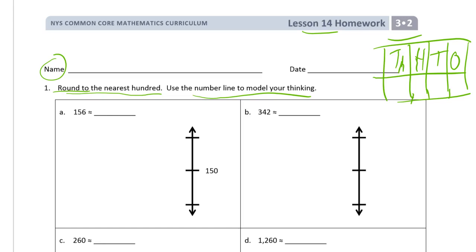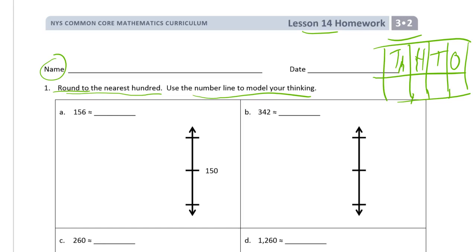Once you start looking at the digits and trying to figure out which digits are important when you're rounding, then it might be a little less difficult, maybe a little less confusing. You might just have an idea of how to do these.